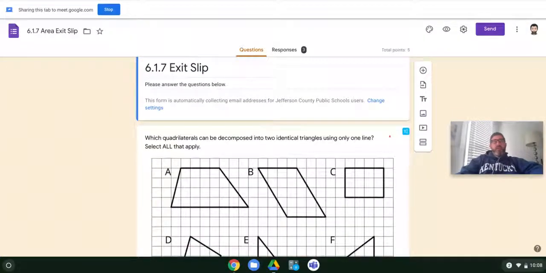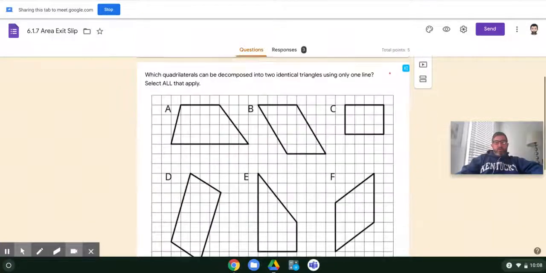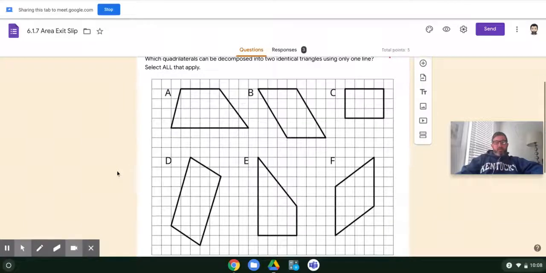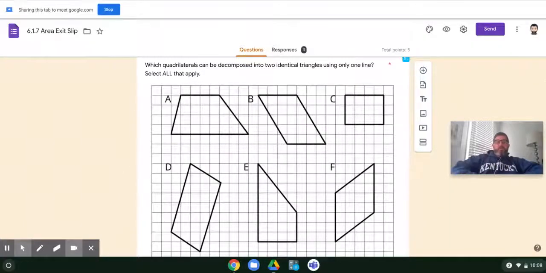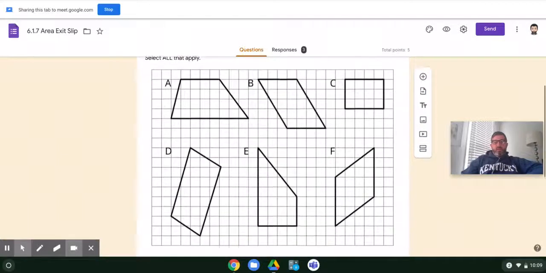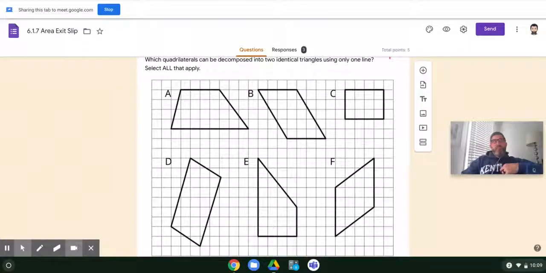6.1.7. Is that showing up now? All right. So in this first example, we're going to pick which quadrilaterals we can decompose into two identical triangles just by drawing a single line from one corner to the other. So which ones do we think can do that? And I'll give you a hint. It has to be a parallelogram.